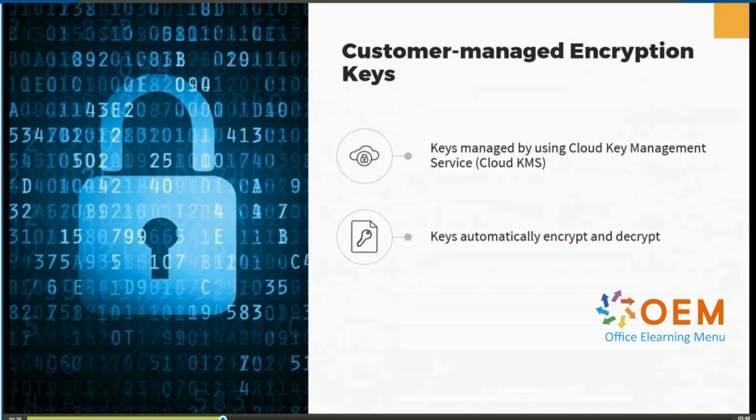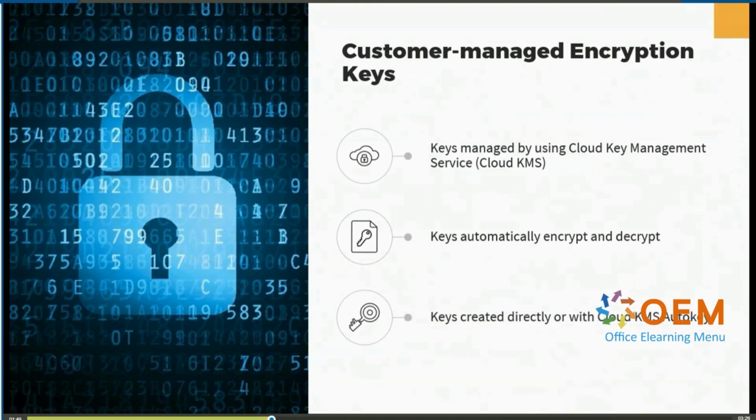With customer managed keys, an object is automatically encrypted with the key you specify at the time it's stored in a bucket through a cloud storage service account, and it's subsequently automatically decrypted by the service account when that object is requested. The keys themselves can be created directly by you, or you can use the Cloud KMS Auto Key feature to create keys on your behalf. Although at the time of this recording, this feature is only available in preview.